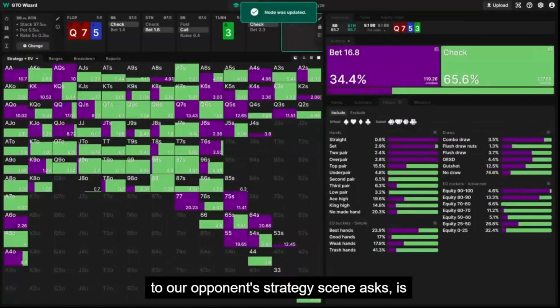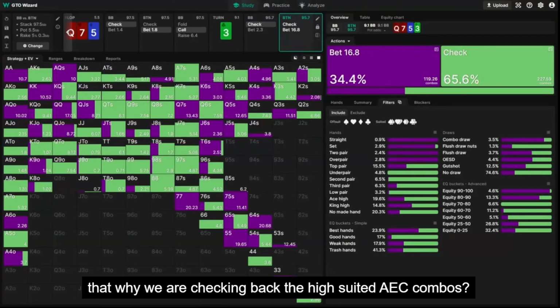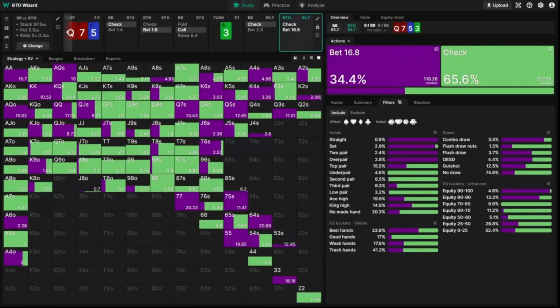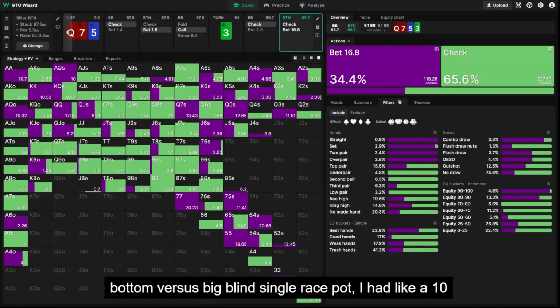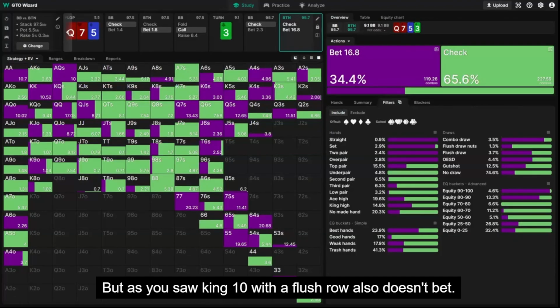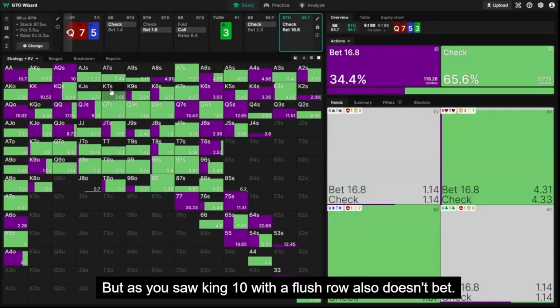Scene asks, is that why we are checking back the high suited ace-x combos? Yes, that's part of the reason, I would say. And also, in this particular position, button versus big blind, single raised pot, a hand like ace 10 or ace 9 just has a decent amount of showdown value. So that's also a reason to potentially not bet a hand like ace 10, even if you have a flush draw. But as you saw, king 10 with the flush draw also doesn't bet.